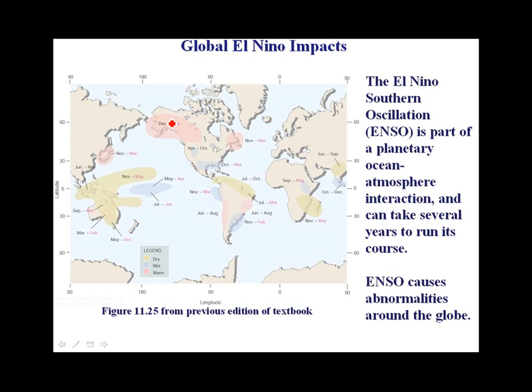I'm not going to ask you to memorize all of this. I think it would be a good idea to know the effects over the U.S. Recall that we have wet conditions along the Gulf Coast area during an El Nino, and typically drier conditions, warm, dry conditions up over the Canadian provinces. But look at Africa here. Very dry conditions. So it truly is a global event.